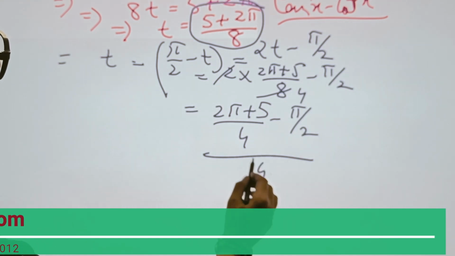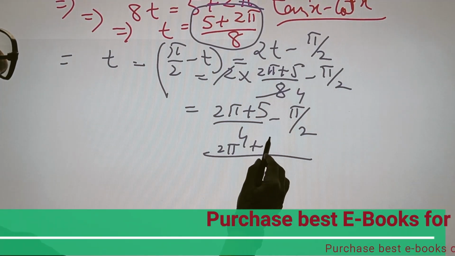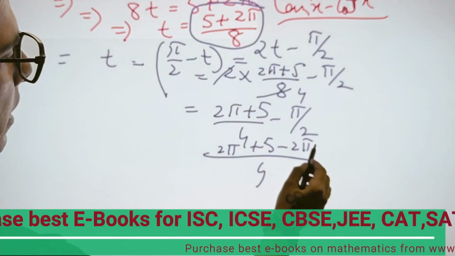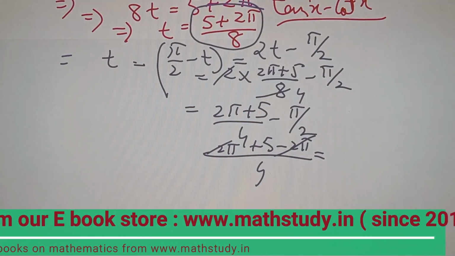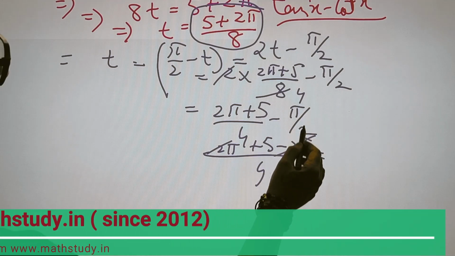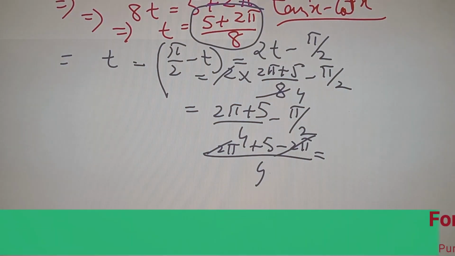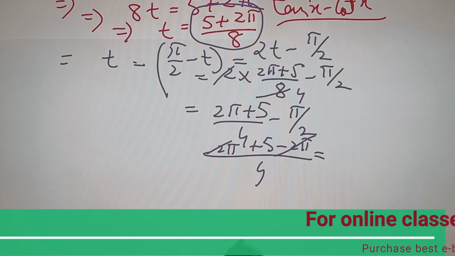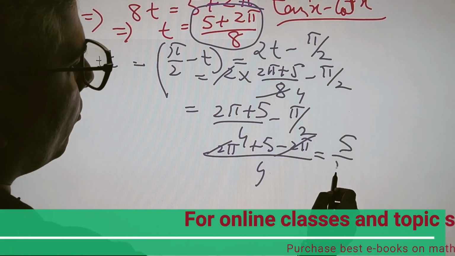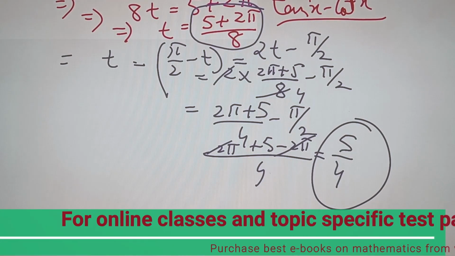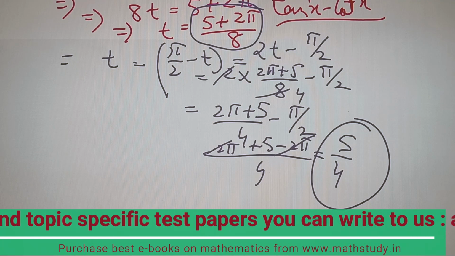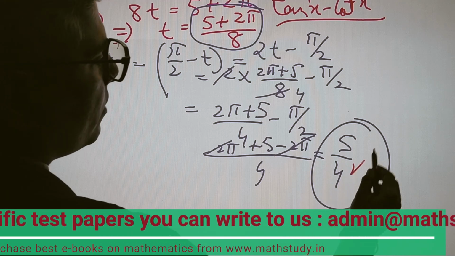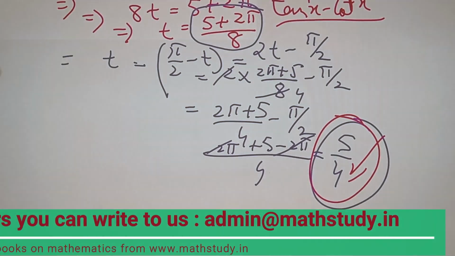We can simply take out the LCM: 2 pi plus 5 minus 2 pi here, which is, we are getting correct, 2 pi plus 5, and this is 2 pi. So 2 pi cancels, and we are getting 5 by 4 here. So here we are getting the answer 5 by 4. So this is our final answer for question number 3.